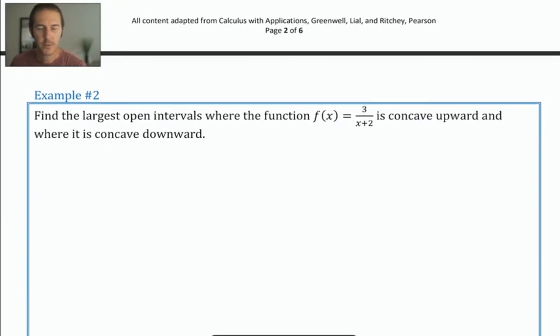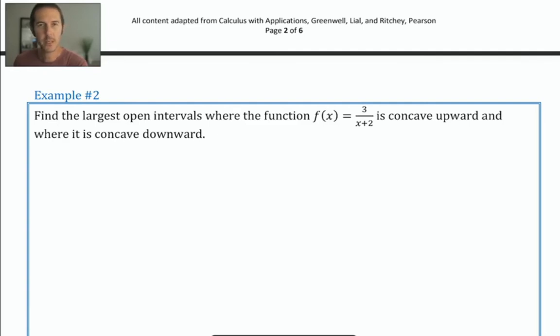And in example number 2, we want to find the largest open intervals where this function is concave up and where it's concave down. Now, if you know your functions fairly well, especially the reciprocal function 1 over x, then you would have a pretty good idea of what the graph of this function looks like anyway. However, let's pretend that we have no idea what it looks like. We're trying to determine concavity, so I want to know where on this function my second derivative is greater than 0, and where it is less than 0.